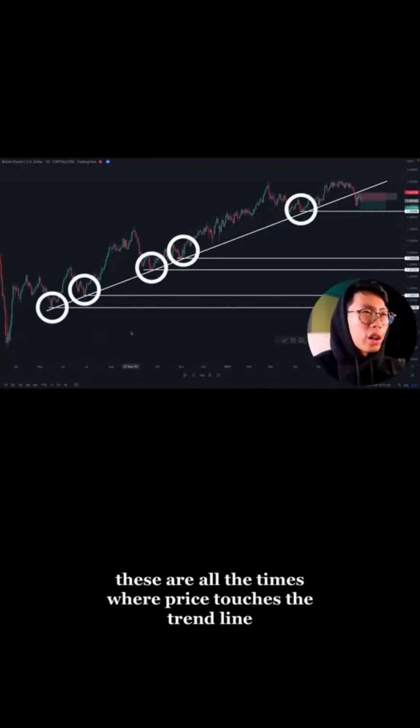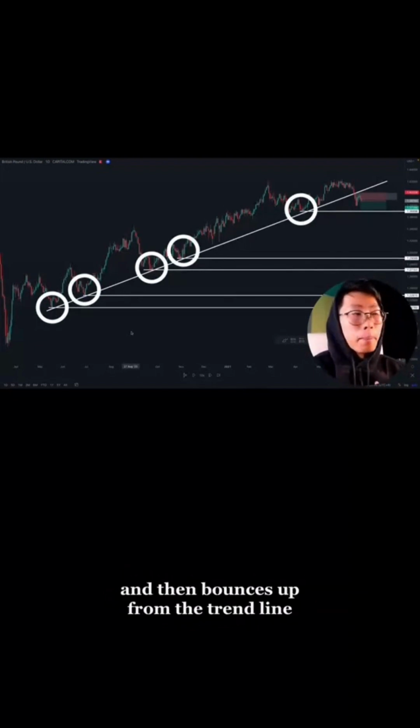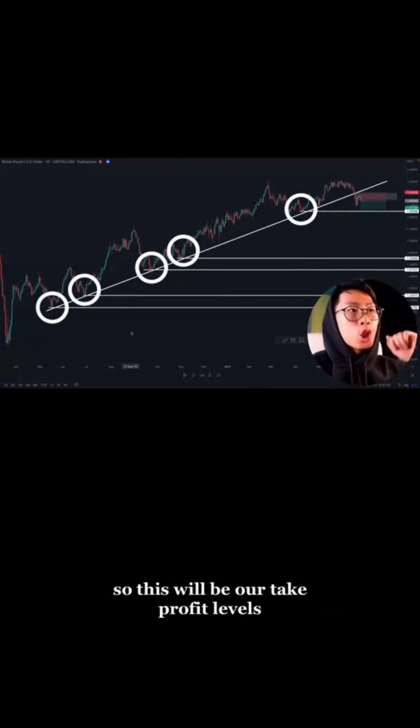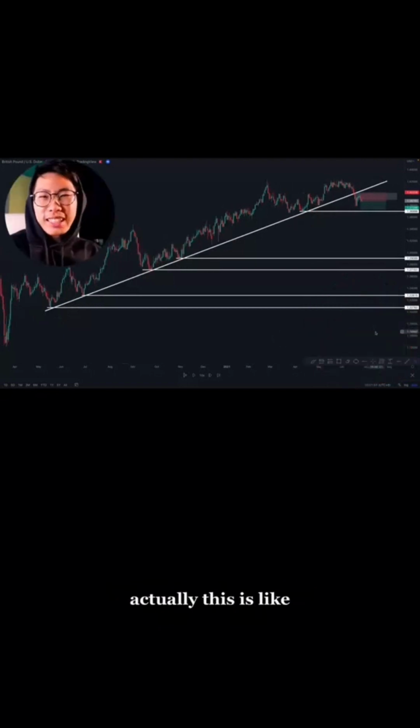As you can see, these are all the times where price touches the trend line and then bounces up from the trend line. So these will be our take profit levels. Let me explain. Actually, this is like too many lines.